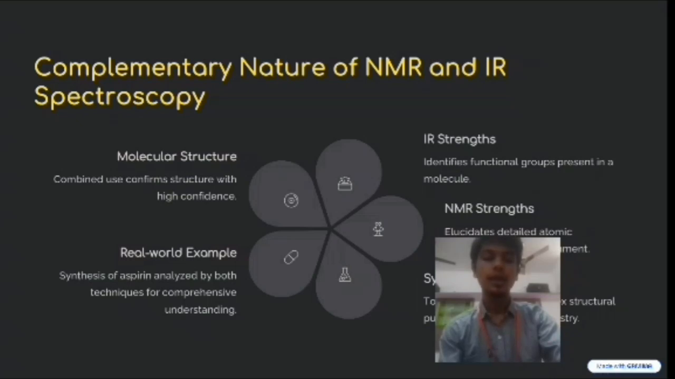On the other hand, NMR spectroscopy reveals detailed information about the arrangement of atoms by showing how these atoms are connected and what chemical environment they experience. While IR tells us what functional groups are present, NMR tells us how the atoms are arranged around those functional groups. When used together, IR provides the molecular fingerprint and NMR provides the structural map, making them powerful tools for completing molecular identification.